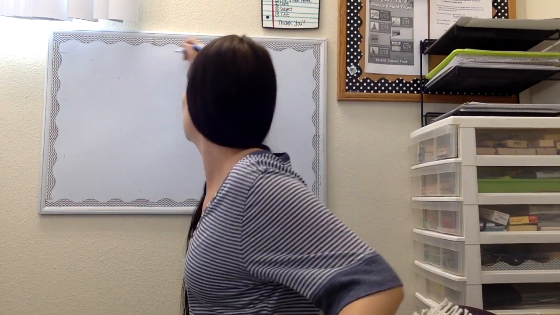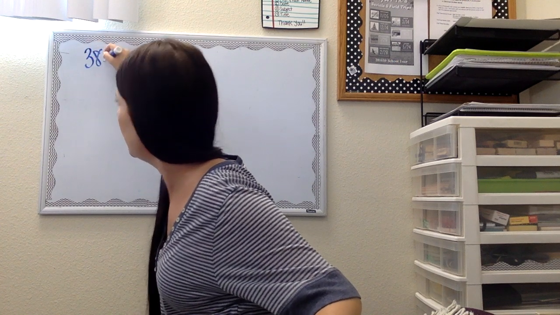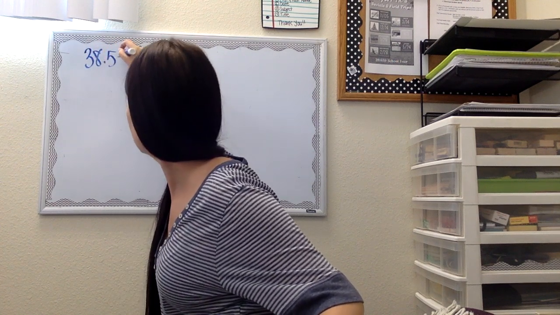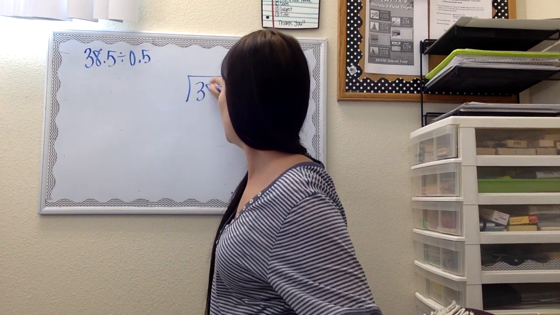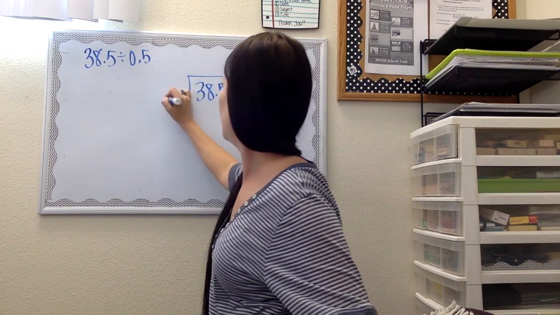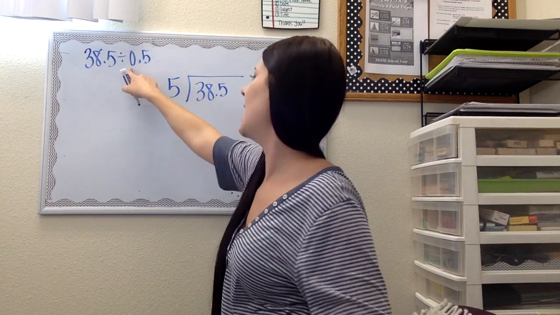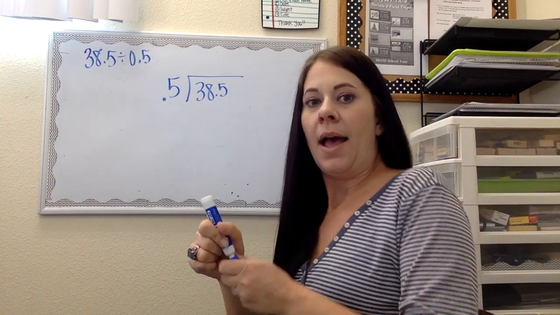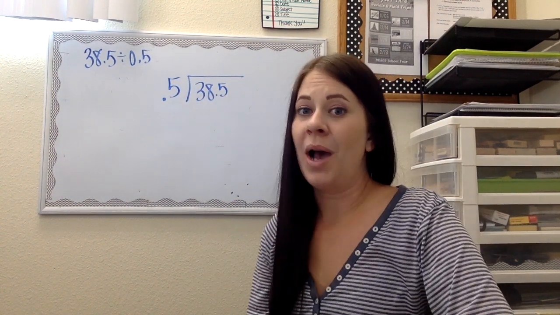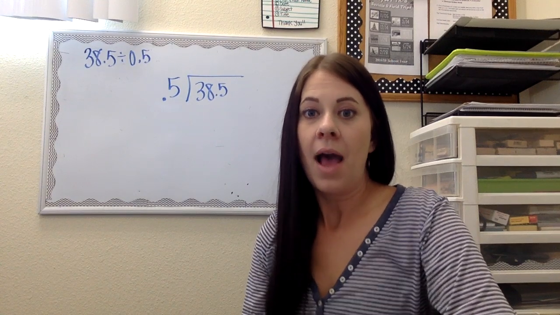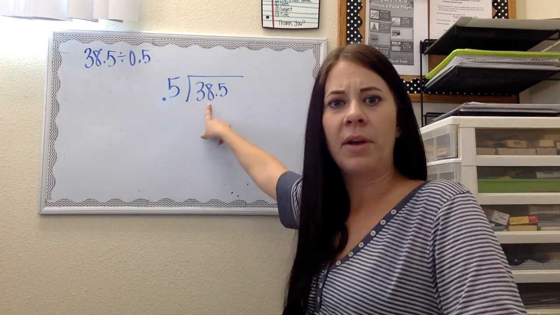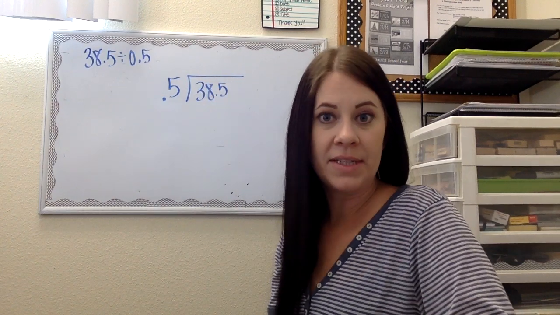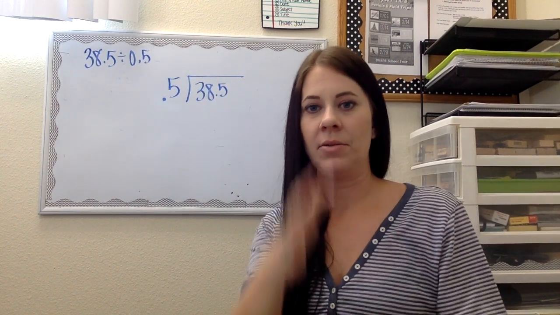All right, so here's another version. It would say 38.5 divided by 0.5. So I put the first number underneath, and I put the other number on the outside. Now I don't need that 0, so I'm not going to put it. I do not want to work with a 0.5. I don't want to go, how many times does 0.5 go into 3? And how many times does 0.5 go into 8? That is very difficult math, and there's a much easier way to do it.